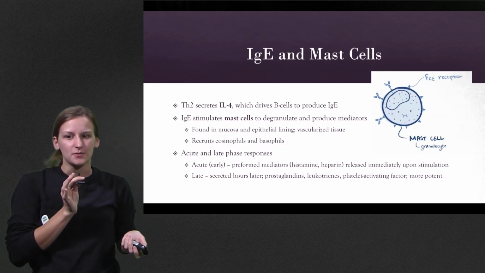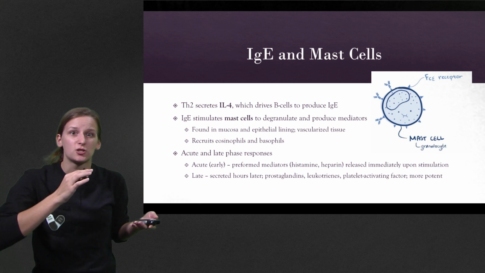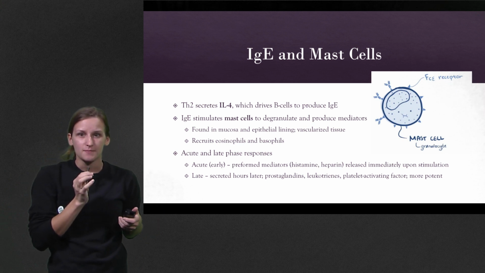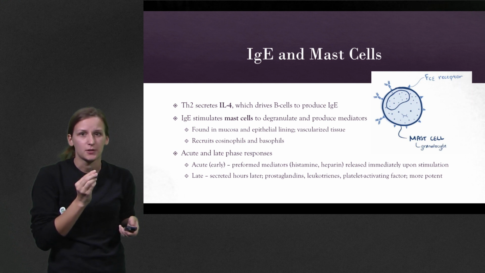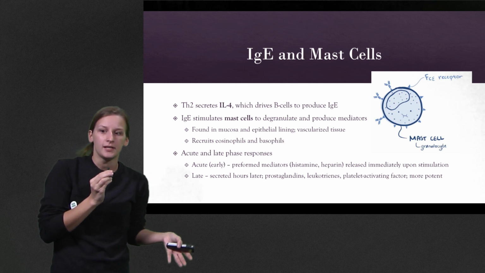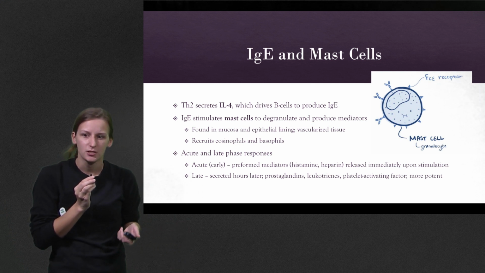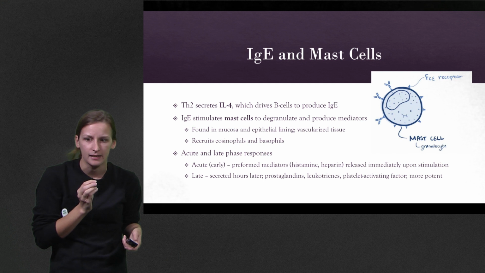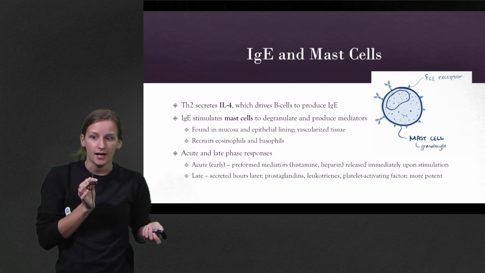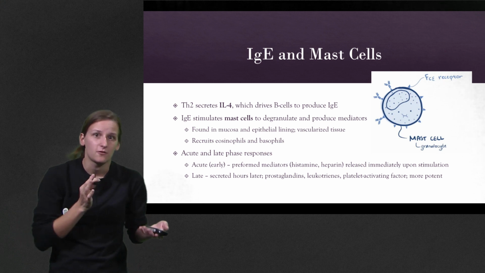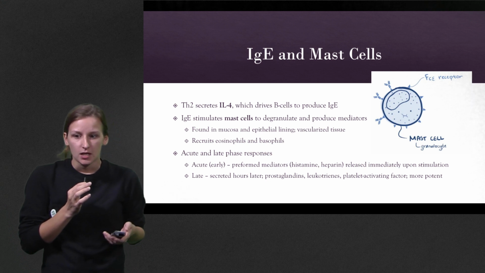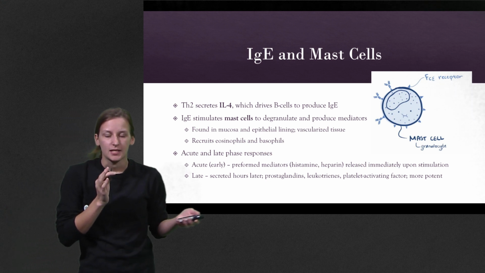All right, specifically with IgE and mast cells, we already talked about secreting too much IL-4. That's very important to know. These will cause mast cells to degranulate, and they're going to produce mediators. These mediators are either acute or early phase, or late phase. In general, they're found in the mucosal epithelial lining, and they're going to recruit other inflammatory cells like eosinophils and basophils to fight off whatever the allergen is. The acute phase is usually going to include things like histamine and heparin.